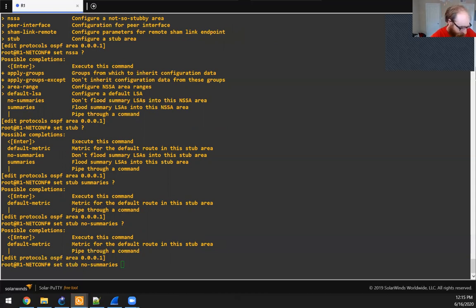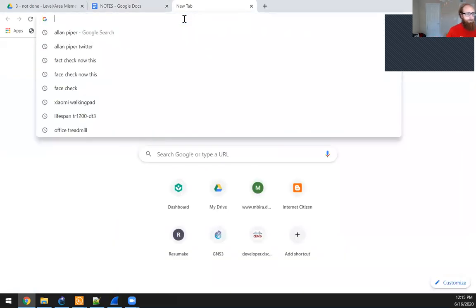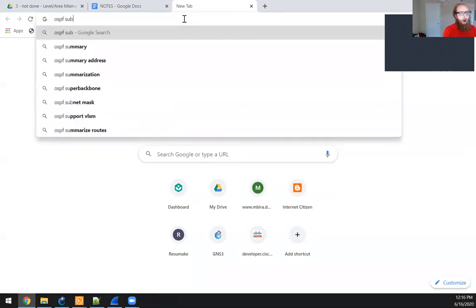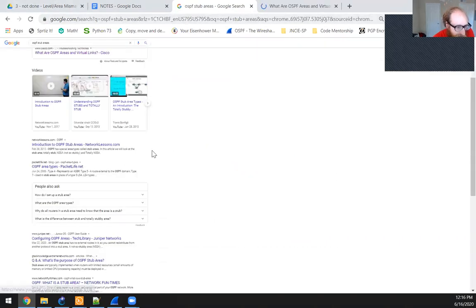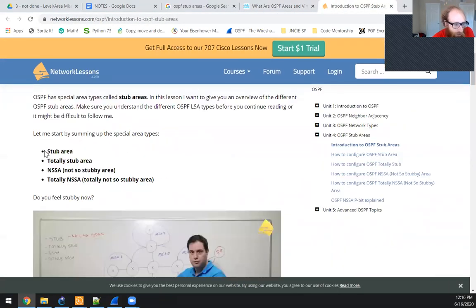And let's do a quick Google search just to make sure that that is right. We won't have the ability to do that during the test, but network lessons, I really like network lessons. Yep, so I was correct. 4 of them. Stub area, not so stubby area, totally stub area, totally not so stubby area. 4 of them.